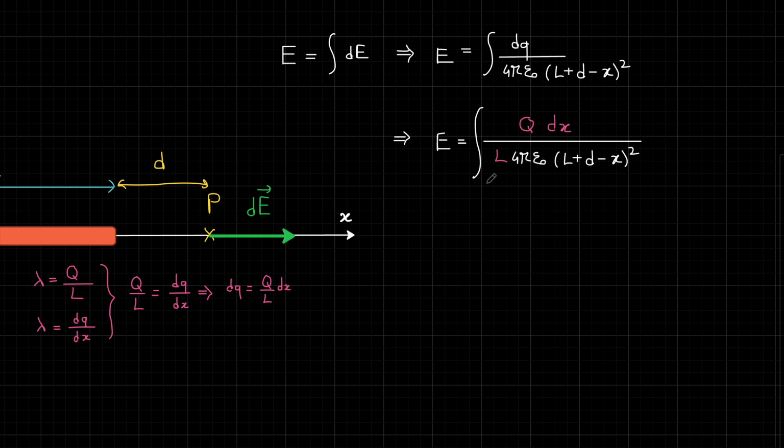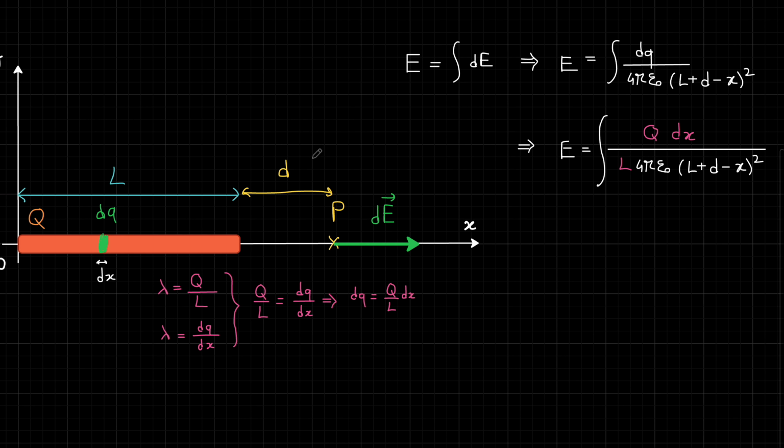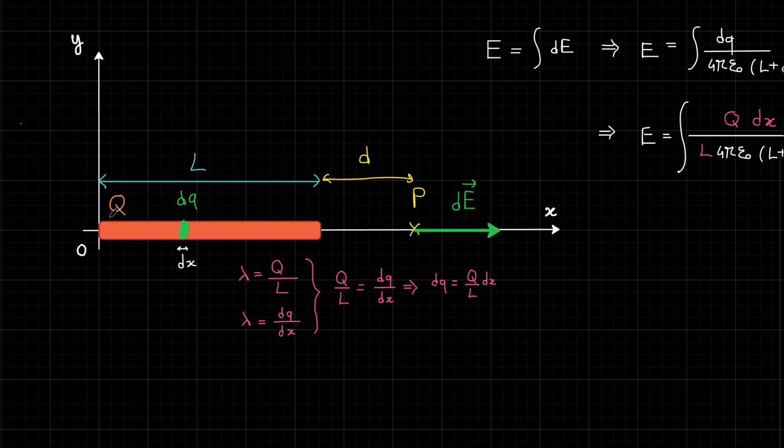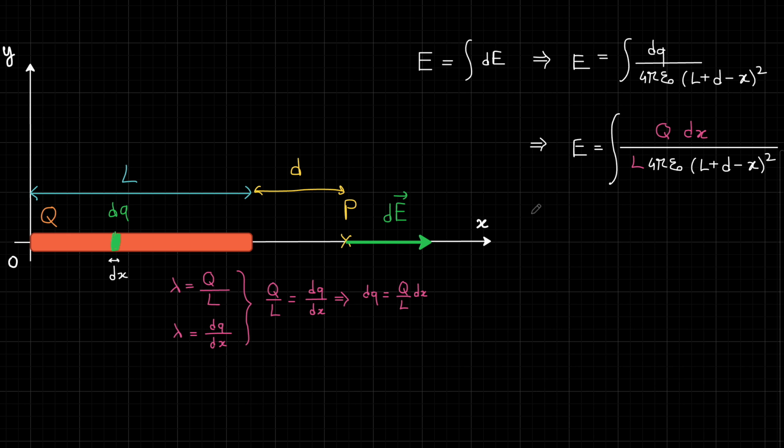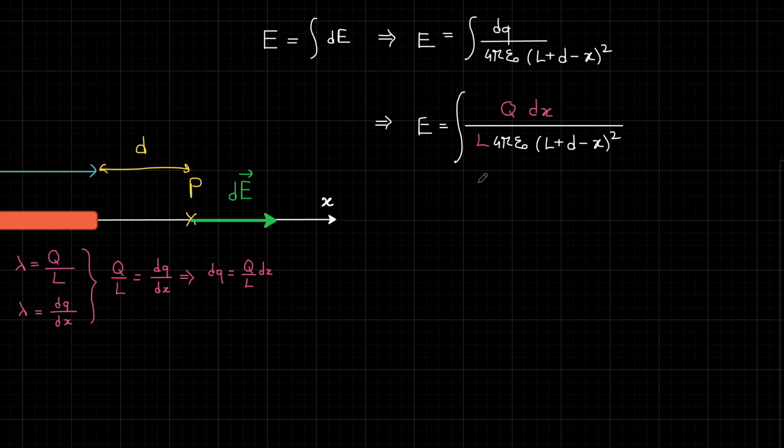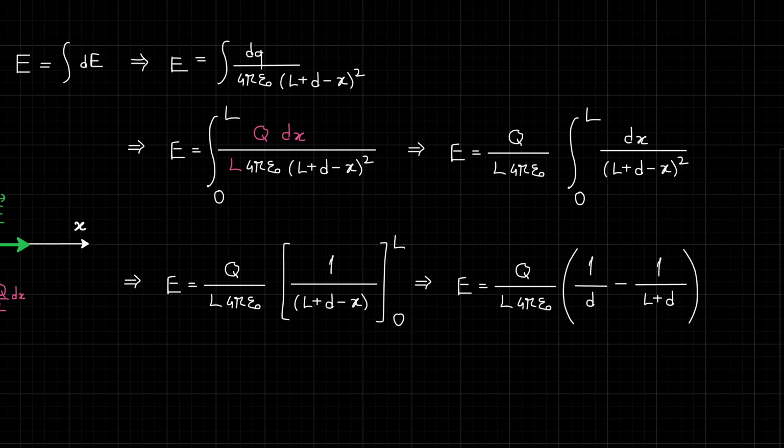At this point, we can also set the lower and upper bounds of our integral. Let's take a look at the picture again. Along the line of charge, x runs from 0 to capital L, so those are the lower and upper bounds of our integral. In the next line, I'm going to move the constant variables outside of the integral sign, and then we'll take the integral. Here is the result of the integral.